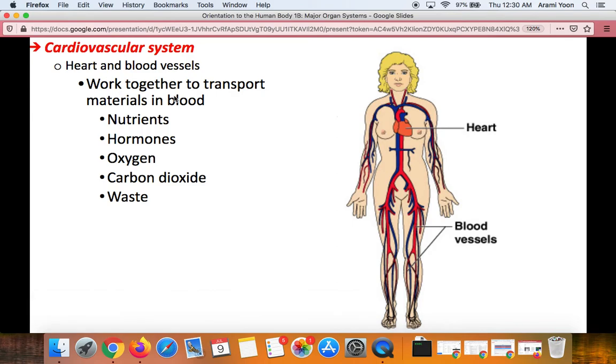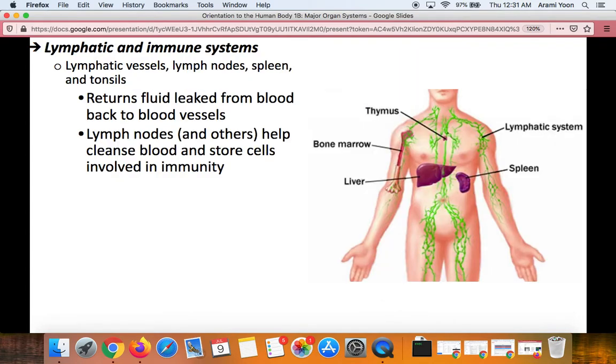What are those materials? It's nutrients, it's hormones from your endocrine system, it's oxygen from your lungs, and carbon dioxide from your cells that need to be returned to your lungs, as well as waste that needs to be taken to your kidneys to be filtered out and made into urine.